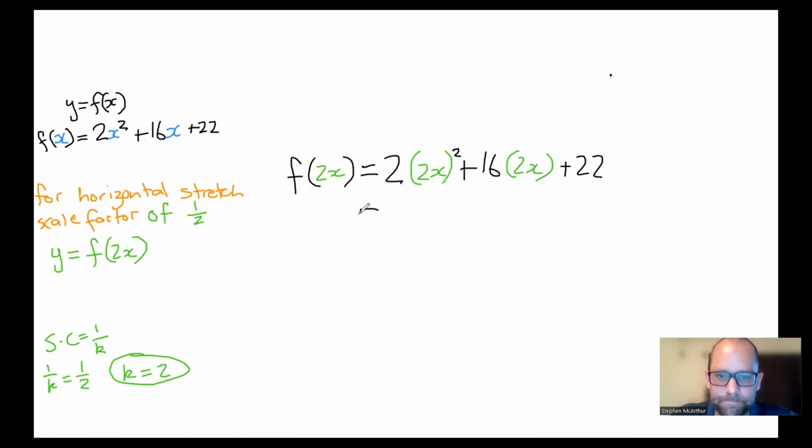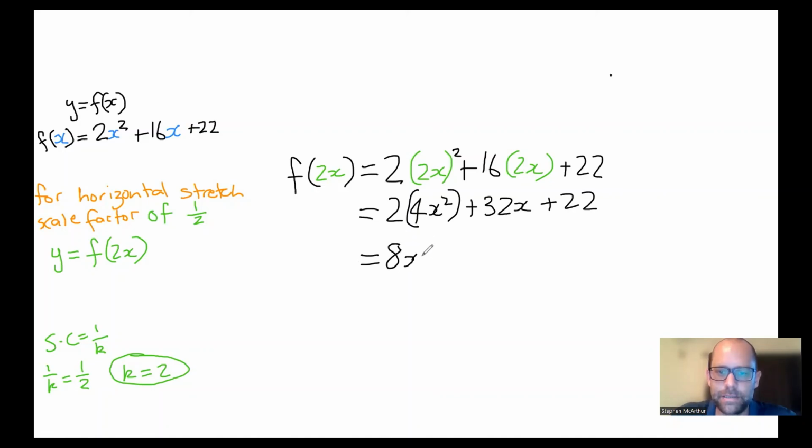Now we're going to do some algebra. 2. Now that's that black 2. We haven't done anything with it yet because we're doing the power next. That's the order of operations. 2x squared means we square the 2 and we square the x. So 2 squared is 4 and x squared is exactly that. It is x squared. That's that power dealt with. 16 times 2 is 32. So 16 times 2x is 32x plus 22. Right, we're almost done here. 2 times 4 is 8x squared plus 32x plus 22.